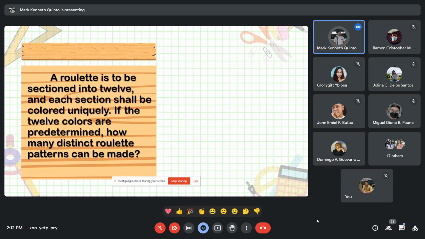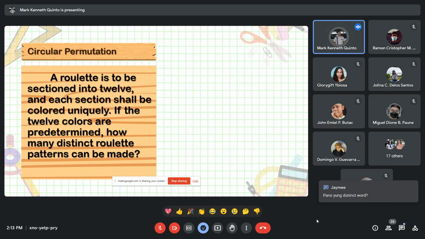Circular. You already answered it. So that is actually circular permutation. Since this is circular permutation, what is the formula for circular permutation? By the way, why is it a circular permutation? The word roulette. What is roulette in Tagalog? Ruleta. A roulette is round, right? Roulette is round. So therefore, this is circular permutation.